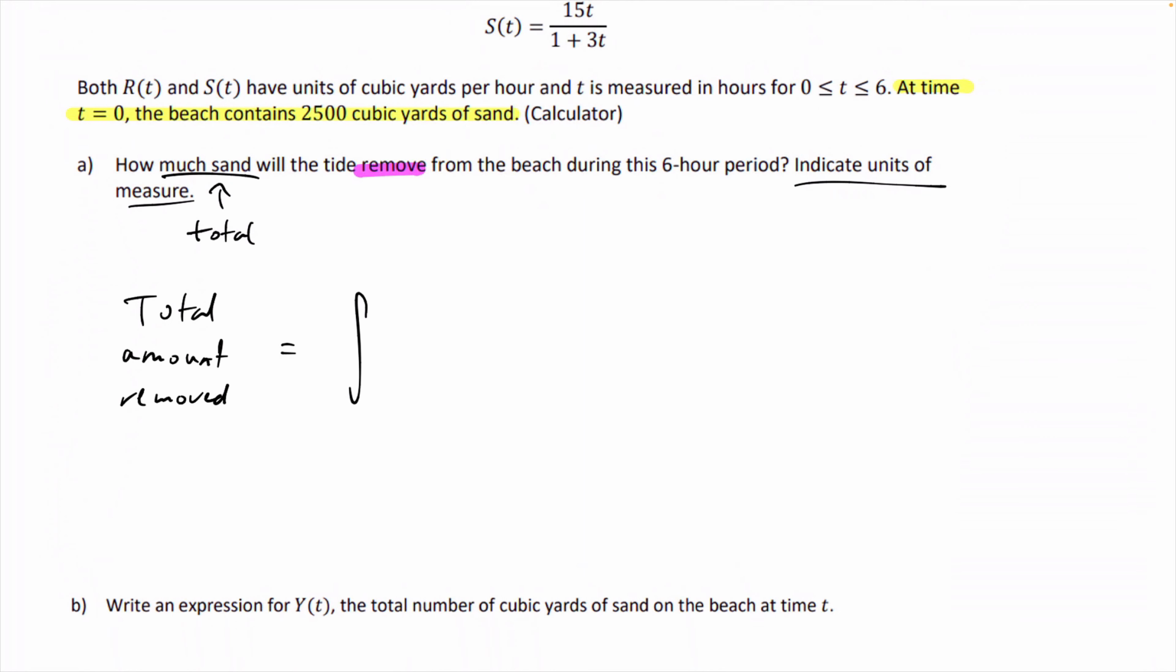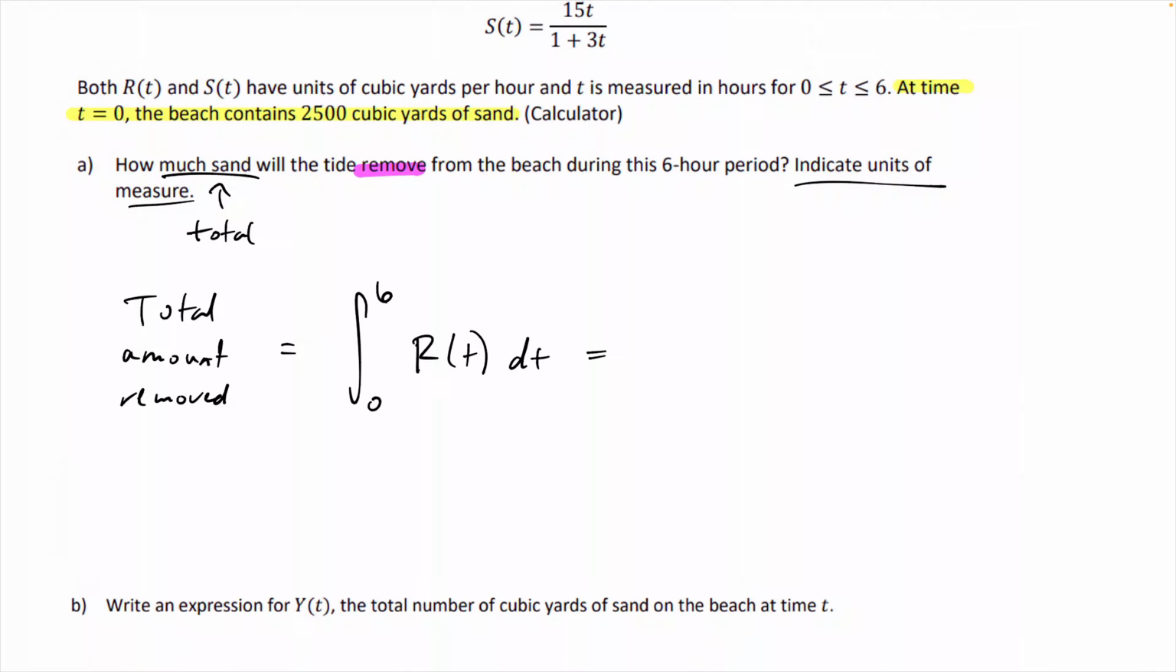Like big Y, for the rate, which is R of t. What am I missing? Our bounds. Okay, what are our bounds? 0 and 6. 0 to 6. Okay, go to your calculators and tell me what you're going to get. All right, so go 3 decimal places. If you get a decimal, go 3 decimal places.